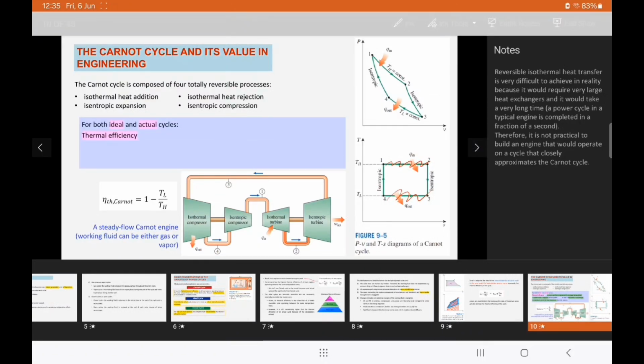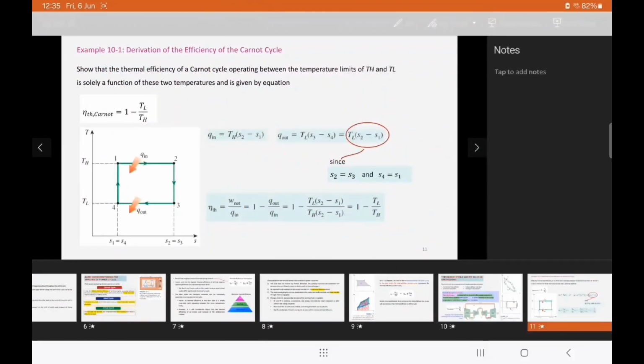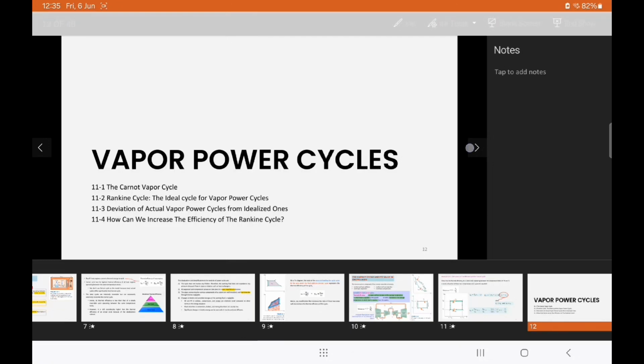So for both ideal and actual cycles, thermal efficiency increases with an increase in the average temperature at which heat is supplied to the system, or with a decrease in the average temperature at which heat is rejected from the system. So we are saying that if we decrease this temperature, we bring it down, or we increase this portion up, then our thermal efficiency will increase. Okay, so we're going to skip that example. We are going straight into vapor power cycles.